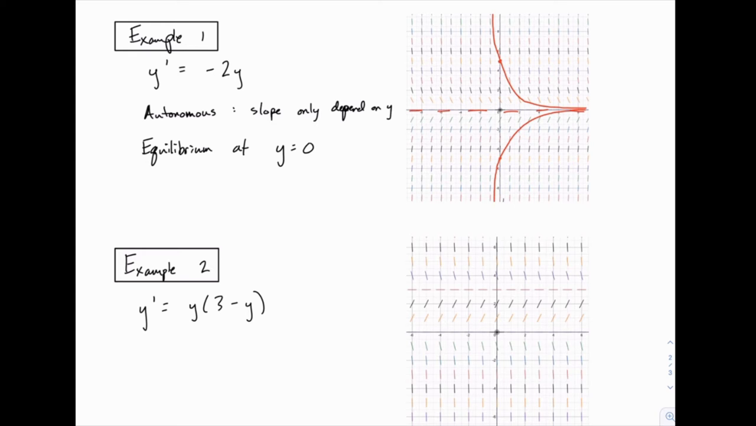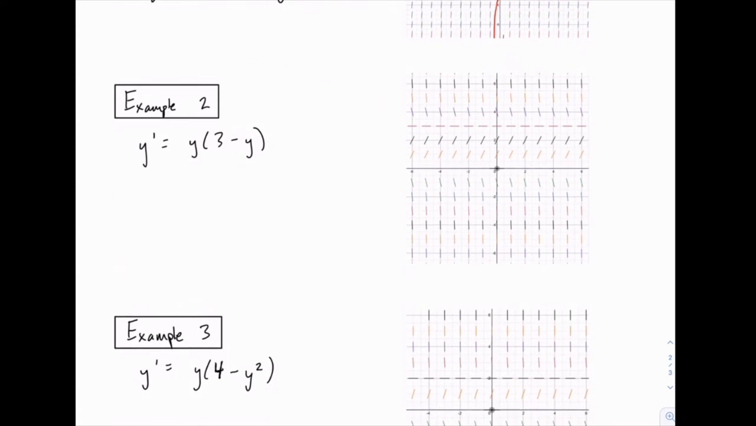Let's take that and look at the second example. This one is y prime equals y times 3 minus y. Now, before we even look at the graph, let's see if we can figure out where the equilibrium solutions should be. If we set this equal to 0, if we're looking for where the slope equals 0, we can solve this and find that y either equals 0 or 3, and those are the equilibrium solutions.